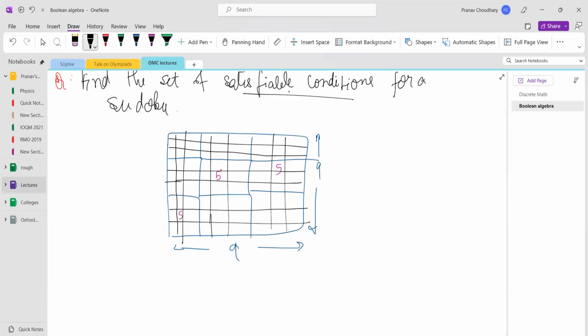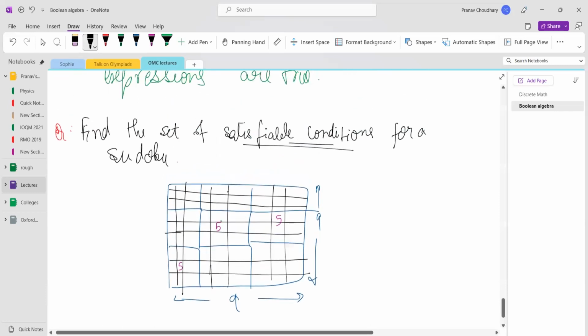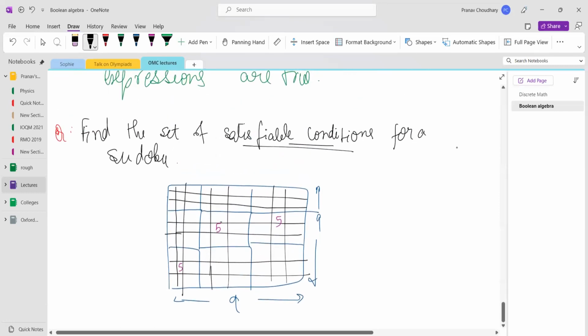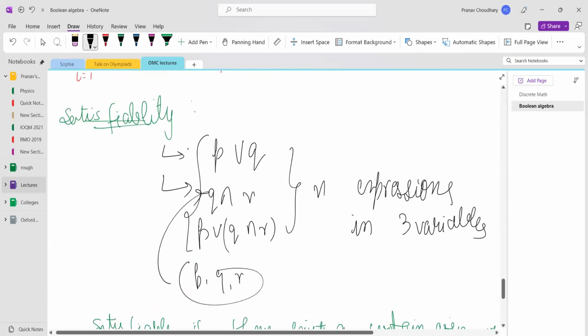So I'll just give you what I mean by set of satisfiable conditions. Or rather, think about it for 2 or 3 minutes and tell me any ideas you have. Just think about this problem. Meanwhile, Dipanshu, I'll go over satisfiable condition.